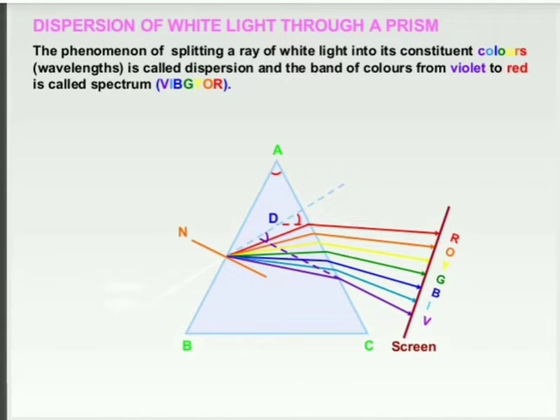And you can see a band of 7 different colors is formed, and this band of 7 different colors from violet to red is called a spectrum. What is it called? Spectrum. And one acronym is also given to learn this, that is VIBGYOR.